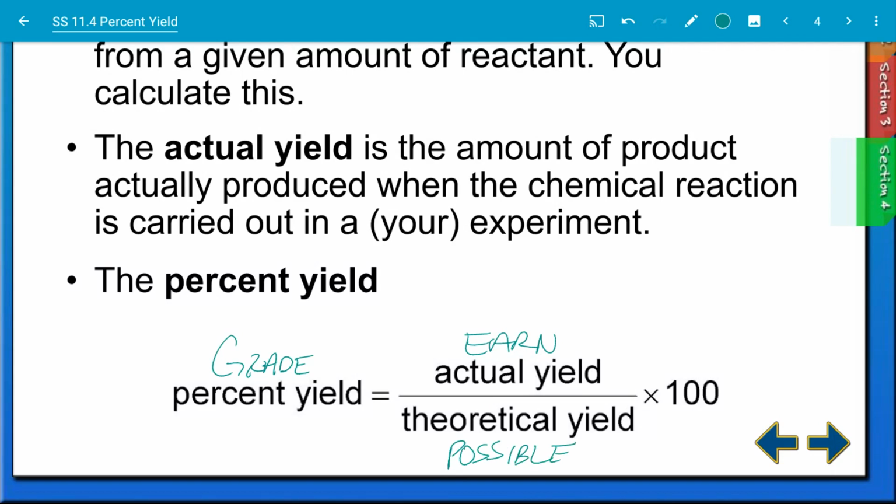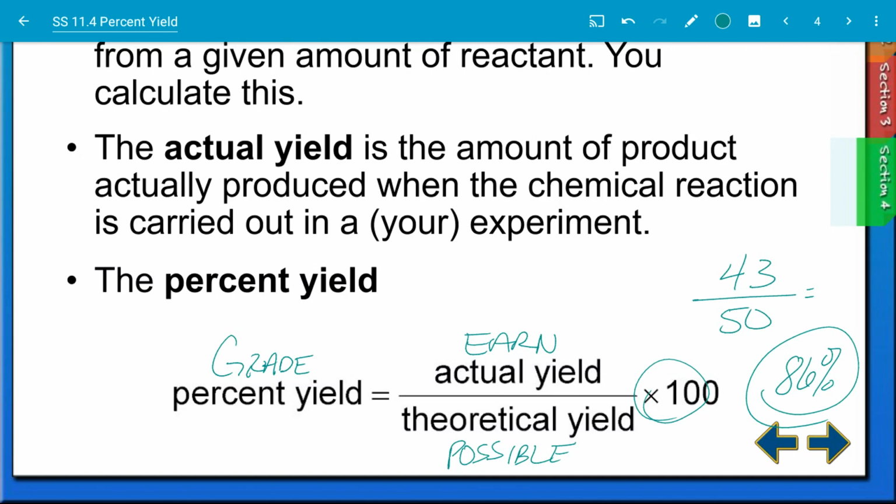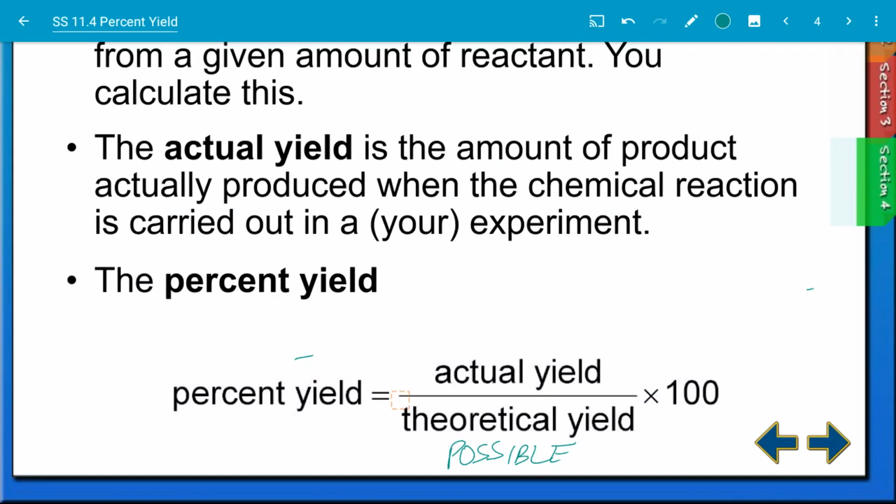So stop and think about this. Let's say there are 50 points on a test, and let's say that you get 43. So you say 43 divided by 50 multiplied by 100, you got 86% on a test. This would be your percent yield. That's your grade. This is what you earned on the test. That's your actual yield. This is your theoretical yield. In theory, you should answer all the questions and get 100% on the test, but it doesn't always work that way. And so that is what this is here, and this is how this works out.